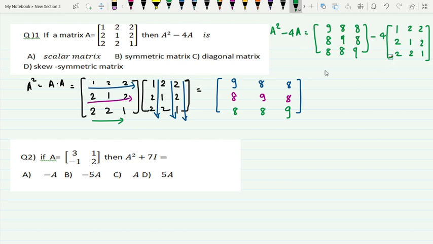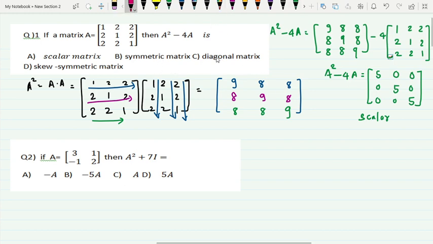So what will we get? Therefore A square minus 4A is equal to 9 minus 4, that is 5. Then 8 minus 8 will be 0, again 8 minus 8 will be 0. So 5 0 0, 0 5 0, 0 0 5. Now what is this matrix? It is a diagonal matrix, and all the diagonal elements are the same, so it is a scalar matrix. So this is the option: scalar matrix. This given matrix is a scalar matrix.